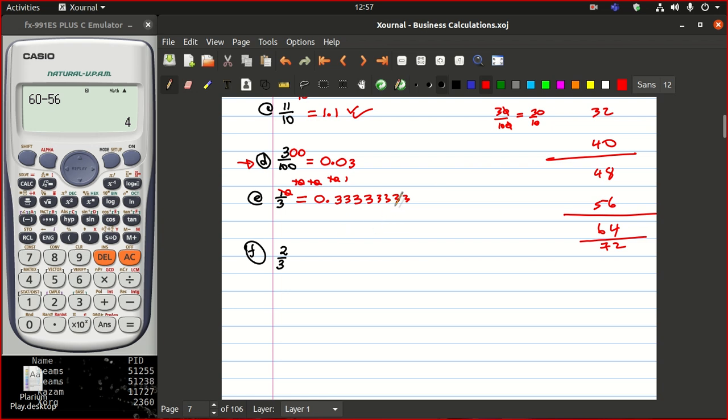So I will end up having so many 3s. To say that I will end up having 3s throughout, I usually place 3 dots there. So there are 3 dots to say that these 3s will continue. So I'll end up having 0.33333333333, so many of these 3s.